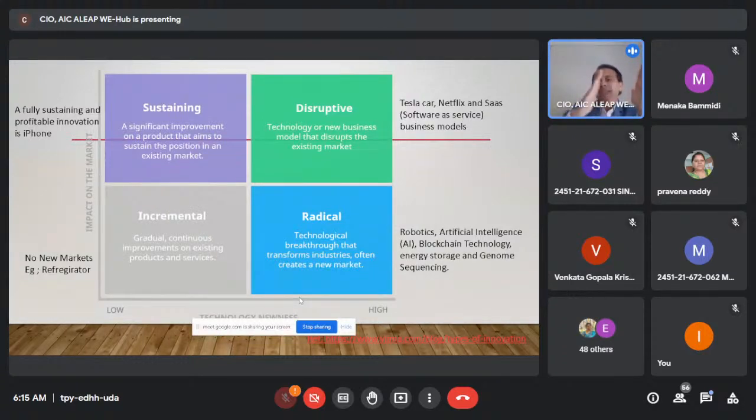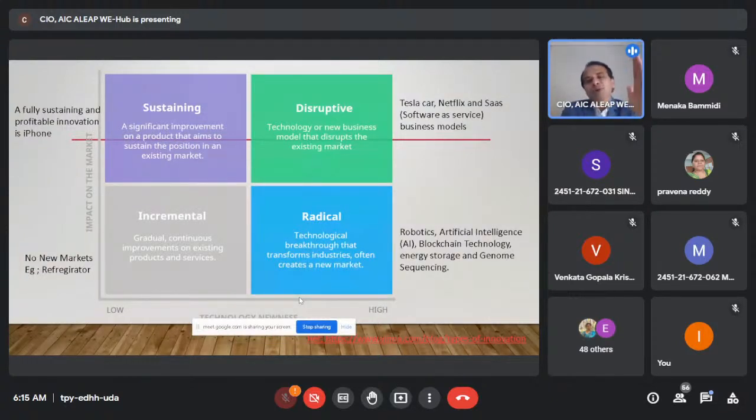If you look at the higher side, then you will find disruptive innovation. Disruptive innovation has the highest market-level impact and market acceptance, and the customer buys it. So it has both a higher market and higher technology newness, both. That's what disruptive innovation is.